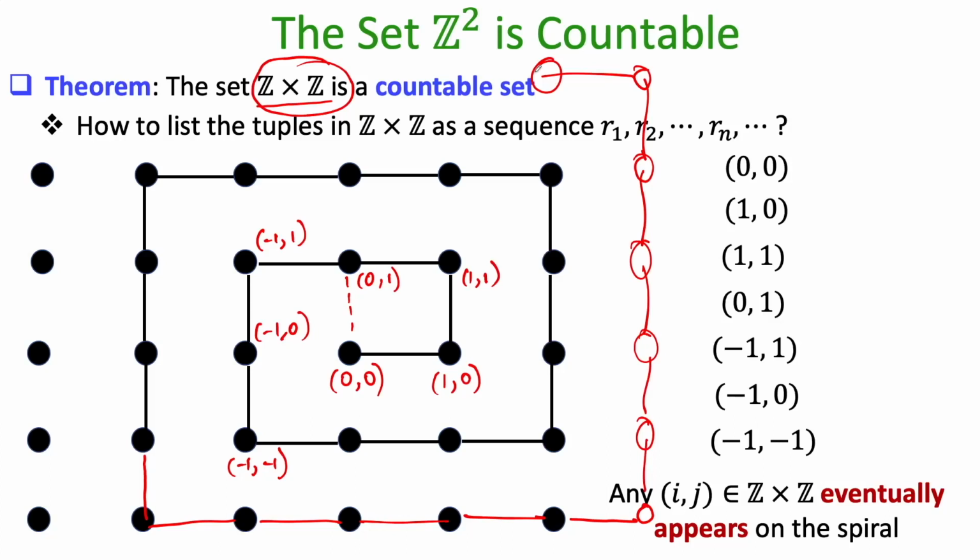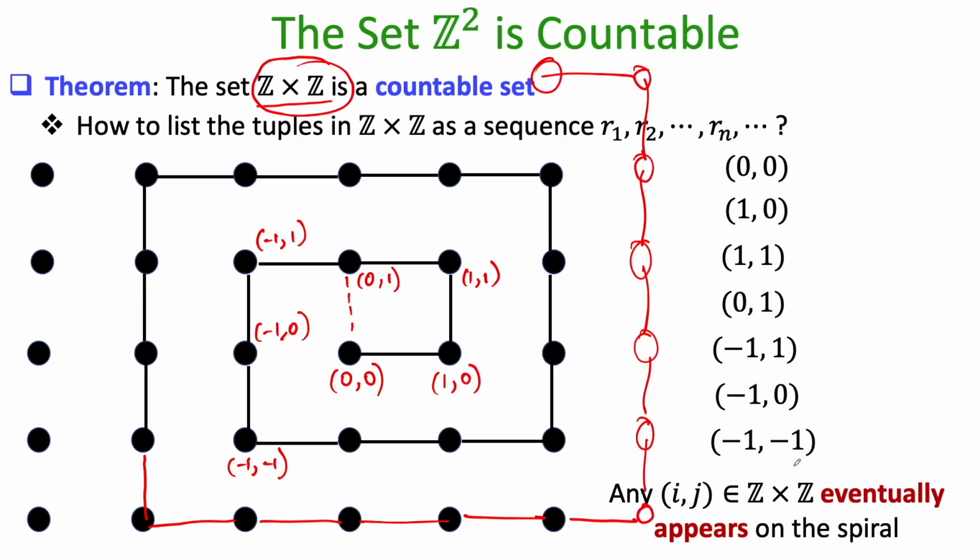And the idea here is that if I enumerate the various points in this infinite two-dimensional plane according to the procedure that I have demonstrated here, any point in this infinite two-dimensional plane will eventually appear along the spiral. Okay, that's the idea here. You will not miss any point in the infinite two-dimensional plane.